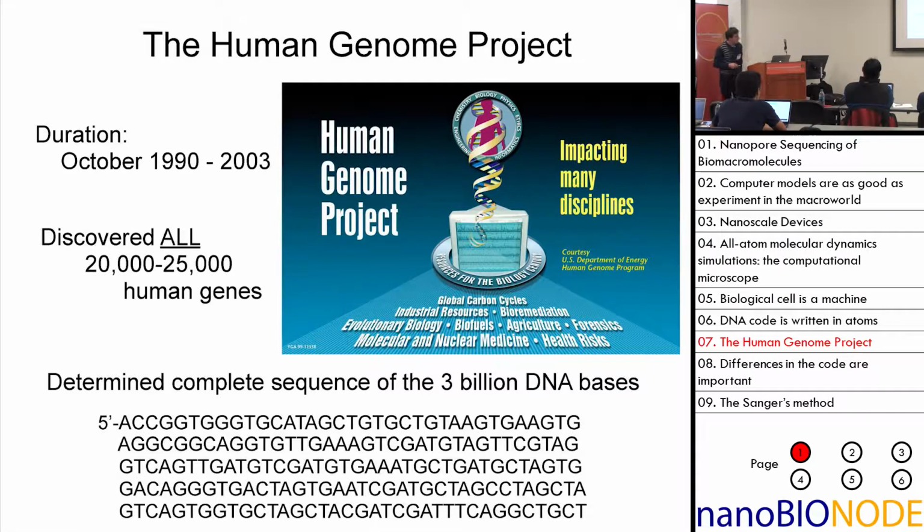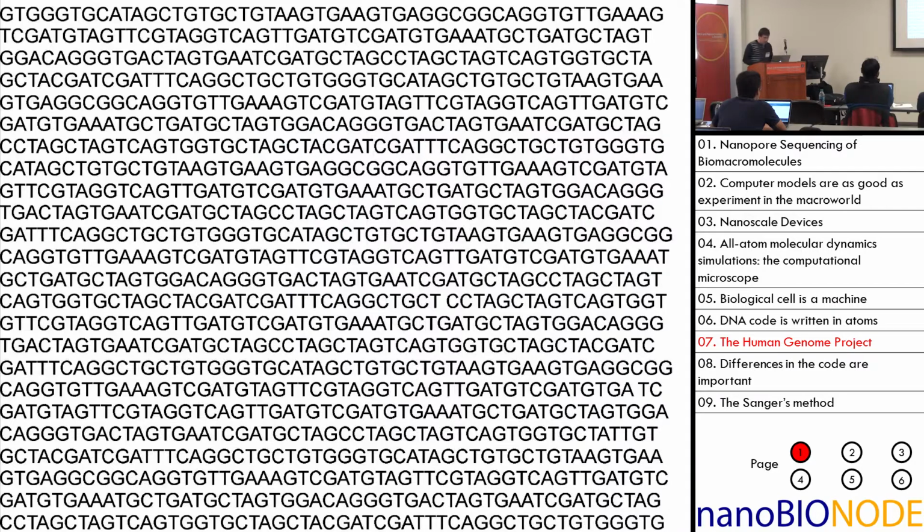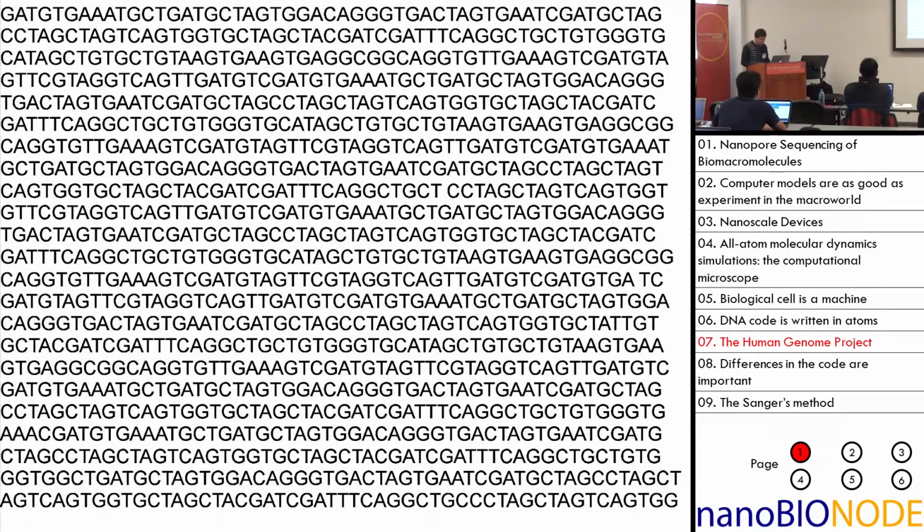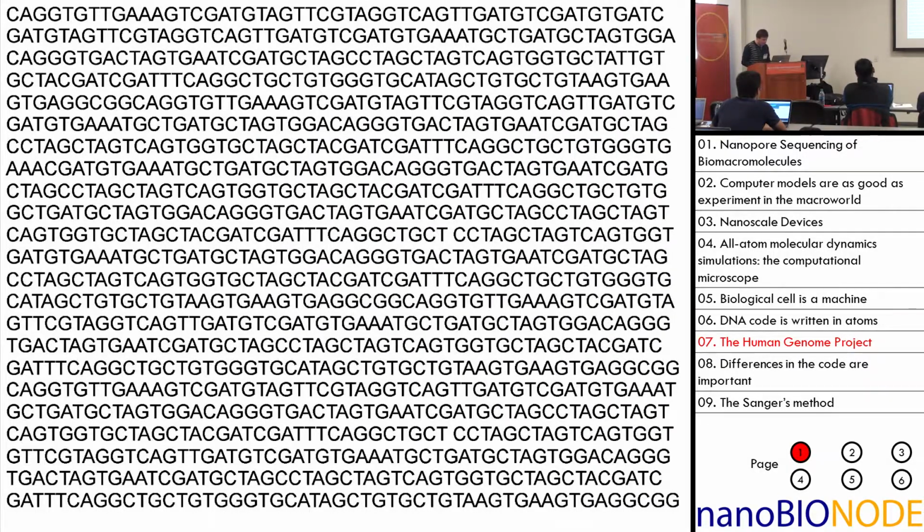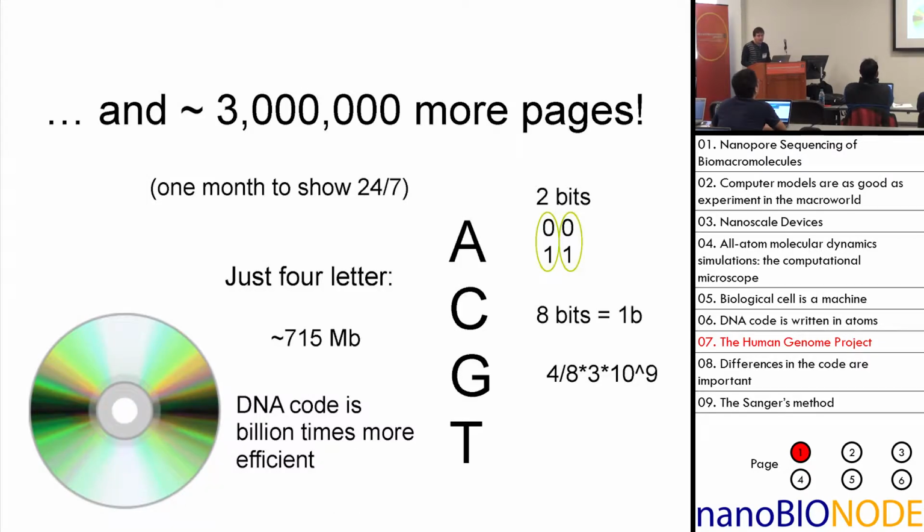Here it is. It starts with a 5 prime, and then it goes like this. And it would take 3 million more pages just to click through them. You know, it's a really lot of information. Well, it's about a gigabyte, slightly less, right? That's a lot of information.